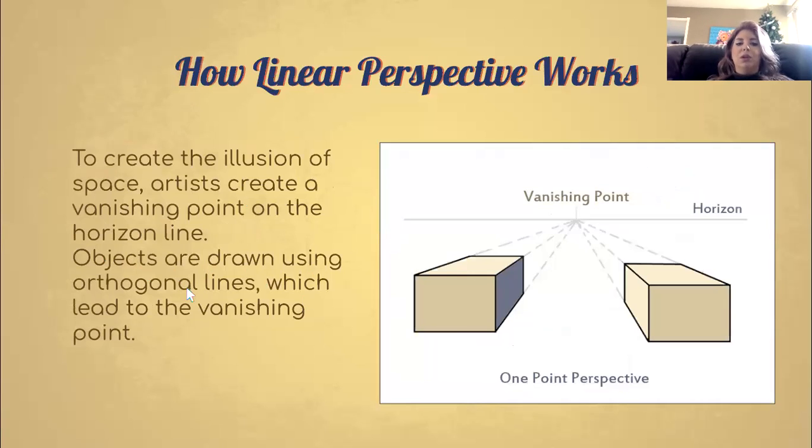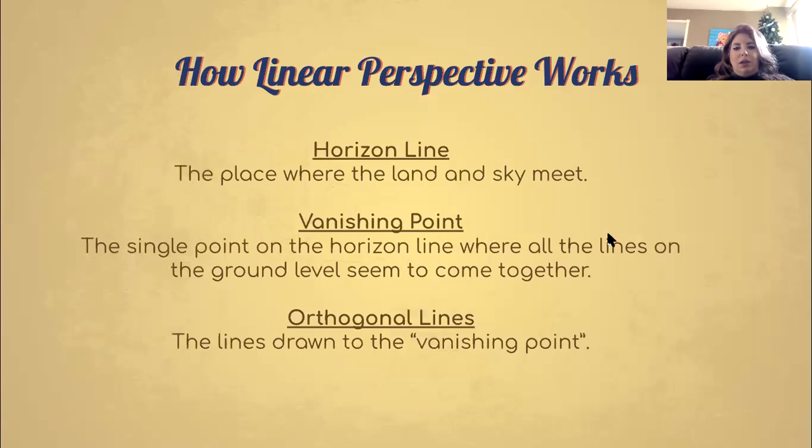Objects are drawn using orthogonal lines, which lead to the vanishing point. So orthogonal lines, guys, are just very faint little lines that are there to help guide all of these objects towards the vanishing point so that when they're drawn, they look three-dimensional, okay? All right, let's go to the next one.